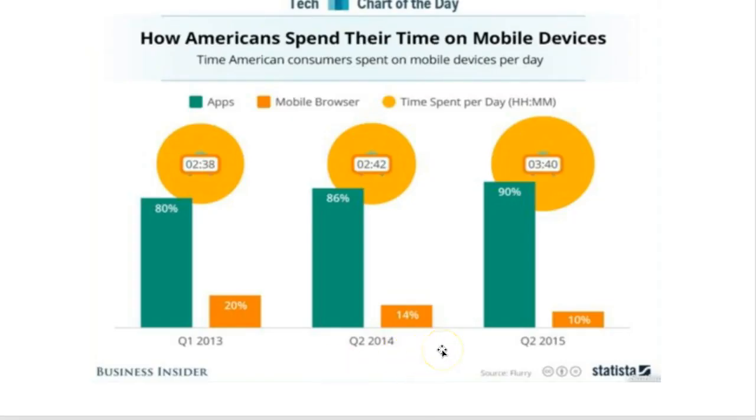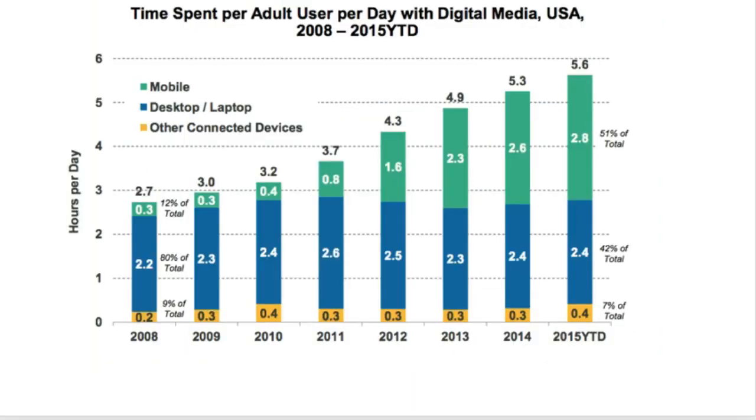Here are some slides about how people spend their time on mobile devices. And you can see between a browser and an app, people spend a lot of time on apps. How do they spend? Adults spend their time with digital media, some say upwards of 5 hours. And you can see the digital content that they consume is mobile and desktop or laptop. So they're spending a lot of time digitally connected to the internet, and the bulk of that is going to be on a mobile device.